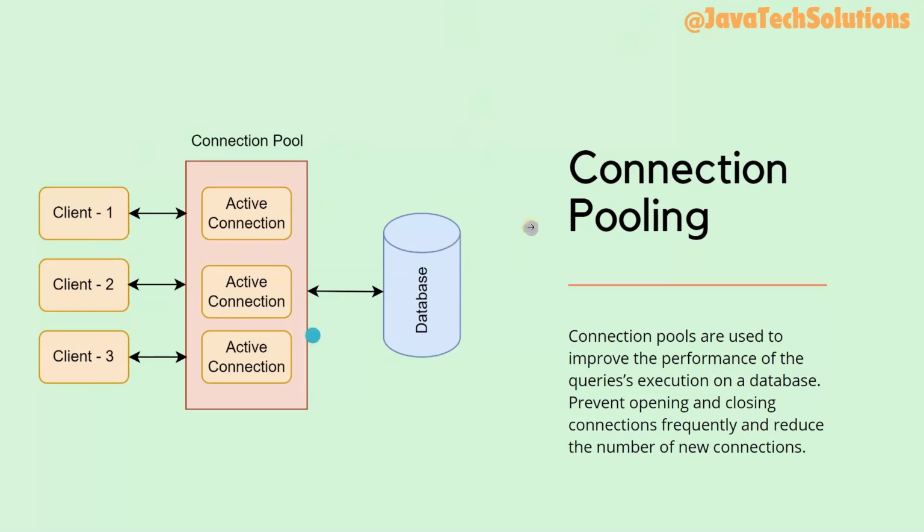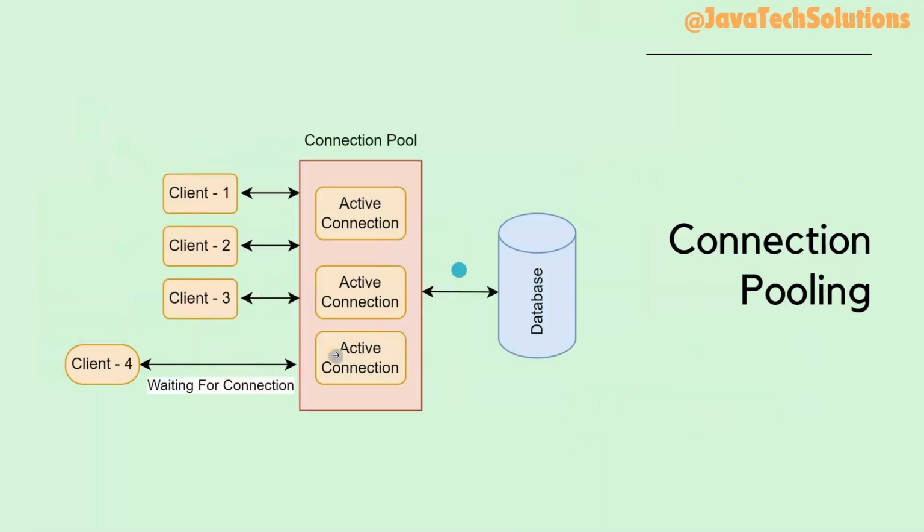Now think of another scenario: client 1, client 2 and client 3 have already acquired all the connections. In the meantime, if another client tries to execute a query, it needs a connection. Say client 4 tries to get a connection. As all the active connections are held by clients 1, 2 and 3, client 4 has to wait for an available connection. Once client 1 or client 2 releases a connection, client 4 gets a chance to get an active connection from the connection pool.